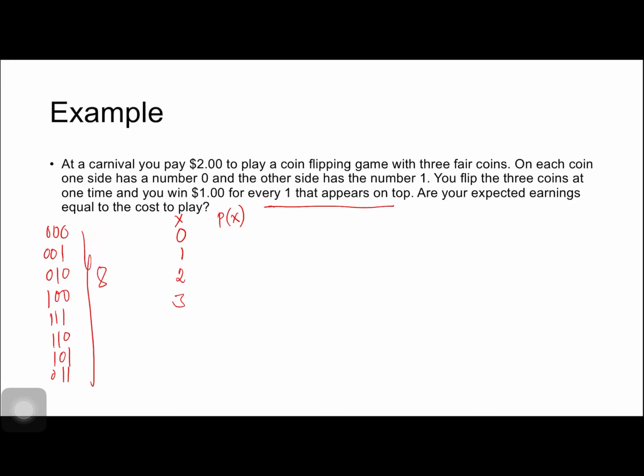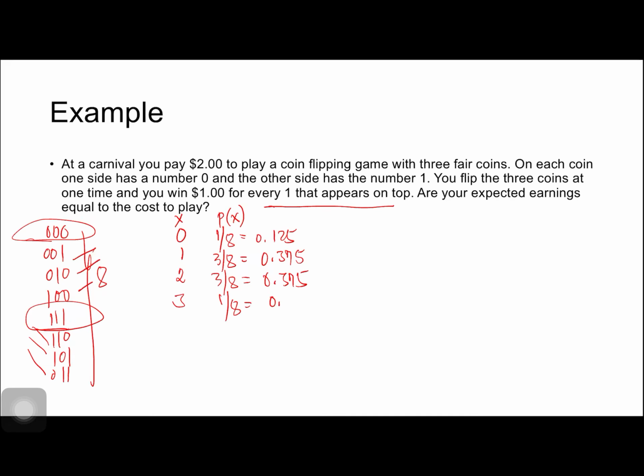And what is the probability of this x? For 0, we have how many? We have only 1. So that is 1 over 8 or 0.125. So for 1, we have 1, 2, 3. That's 3 over 8. That is equal to 0.375. For 2, we have 1, 2, 3. That is 3 over 8. That is equal to 0.375. And for 3, we have 1 over 8. That is 0.125.